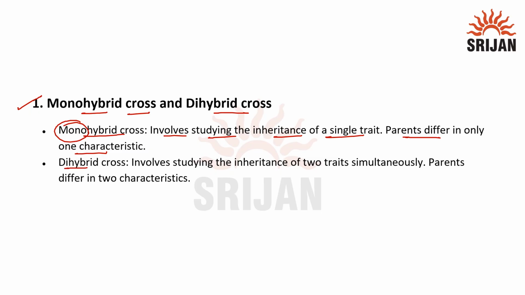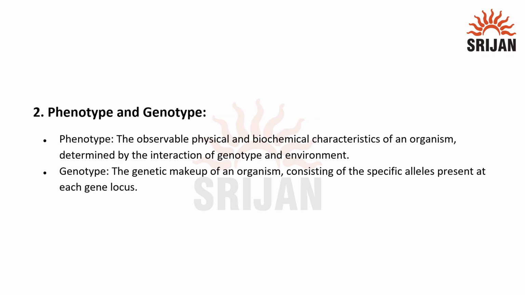Next is dihybrid cross. The word di is related to two. Hence, it involves studying the inheritance of two traits simultaneously. Here, parents differ in two characteristics. Next is difference between phenotype and genotype.